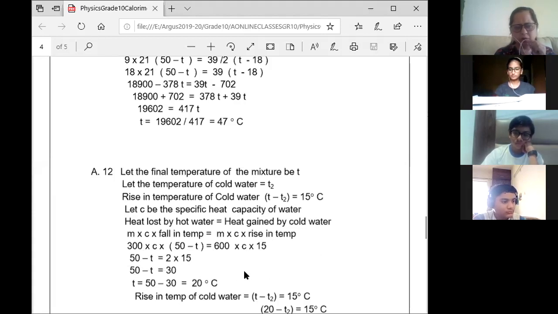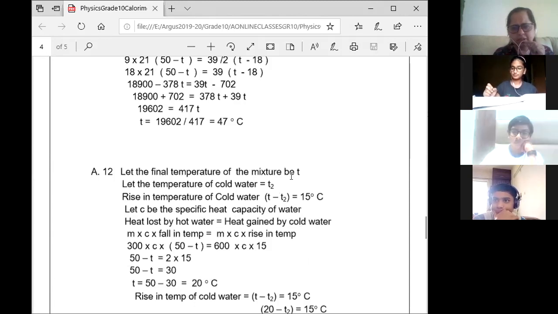So I got T. What was T? T is the equilibrium temperature. The hot water comes down to T and the cold water will rise up to T, right? So that is 20 degrees. Now you have to find the initial temperature of cold water. What did I say? The initial temperature of cold water was supposed to be T2, right? Let the initial temperature of cold water be T2, and we have written that rise in temperature is 15. So T minus T2. What is T? T is the equilibrium temperature, and the temperature has risen by 15 degrees. So T minus T2 equal to 15, right?